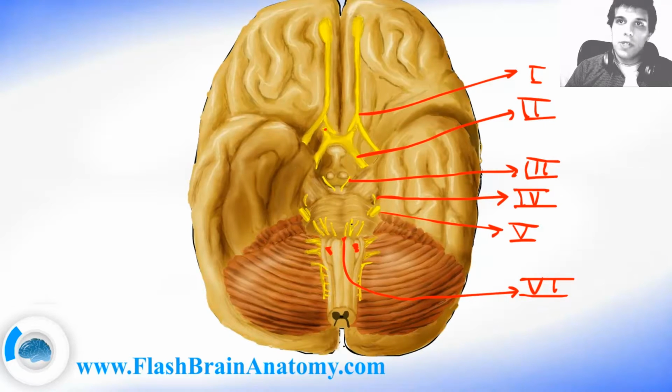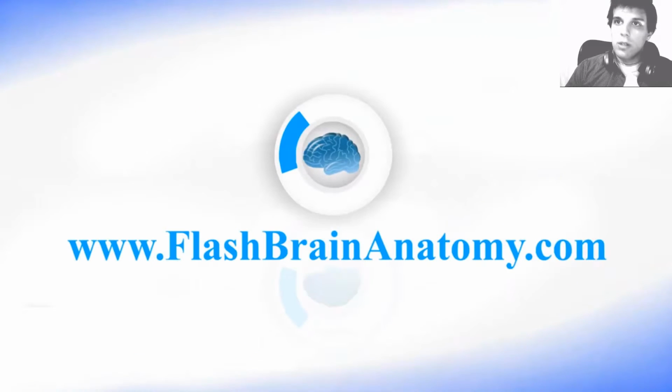Then the cranial nerve number 7 is this nerve over here, and it innervates the posterior belly of the digastric muscle, and it also innervates the stapedius muscle. This was the number 7 nerve, and it's called the facial nerve. The cranial nerve number 8 is the vestibulocochlear nerve, and it transports the signal about sound, rotation, and gravity.